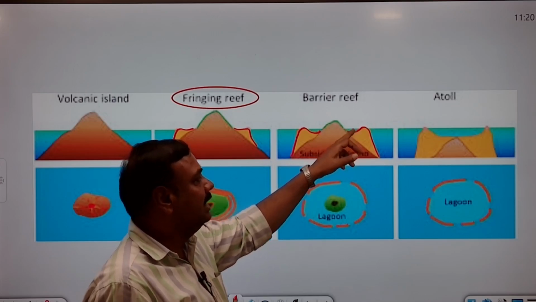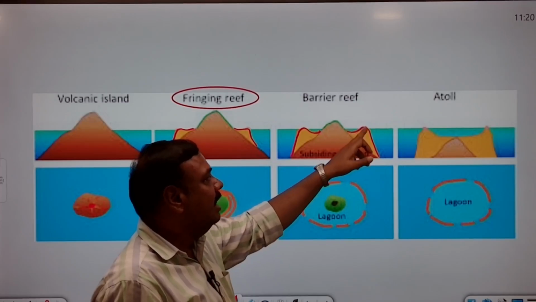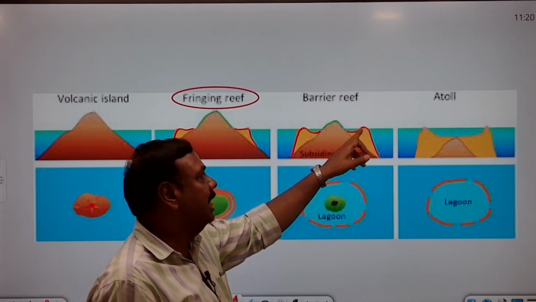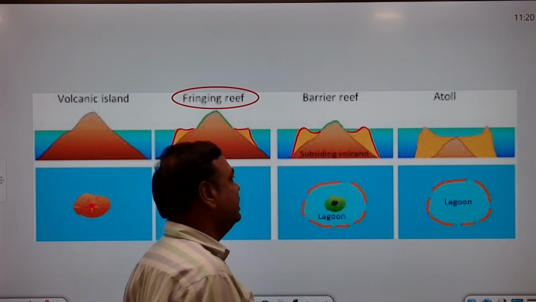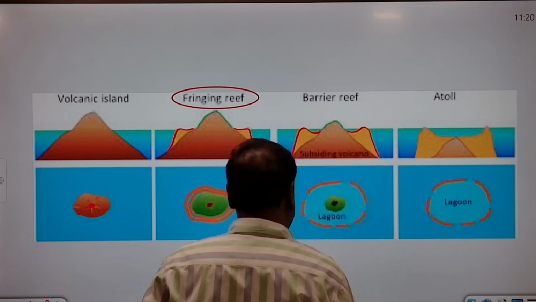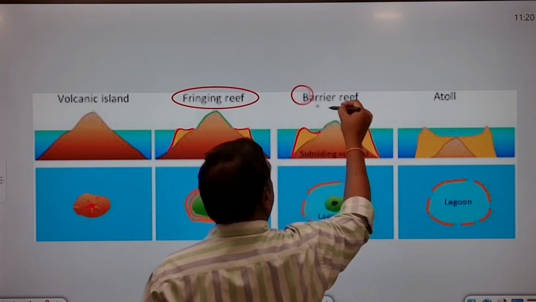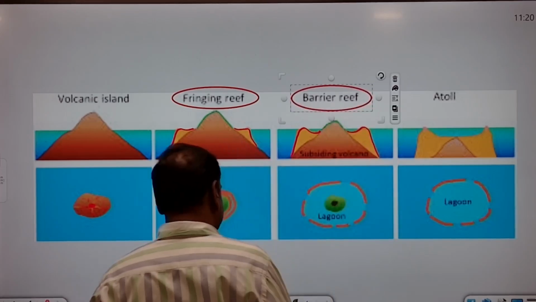It is basically subducting, and a little far from here it is nearby the sea level. When this shape is attained by the coral reef, it has been called as barrier reef.